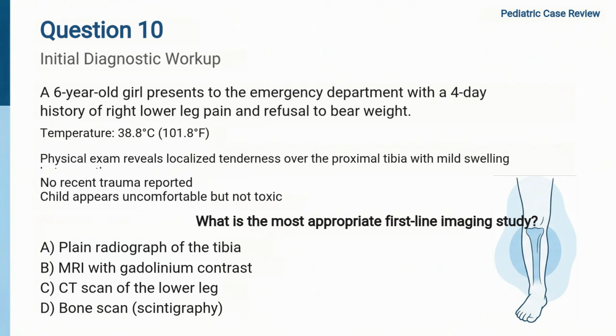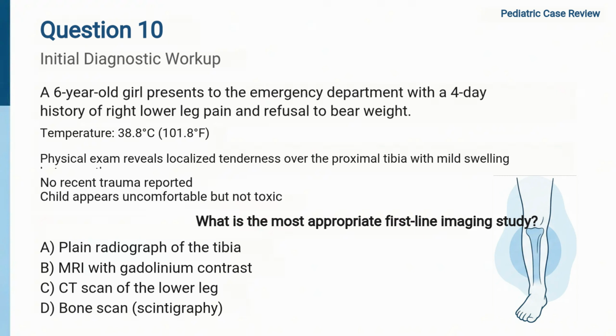Case 10. A 6-year-old girl presents to the emergency department with 4 days of right lower leg pain and refusal to bear weight. Her temperature is 38.8 degrees Celsius. Physical examination reveals localized tenderness over the proximal tibia with mild swelling but no redness. No trauma is reported. The child appears uncomfortable but not toxic. What is the most appropriate first-line imaging study?